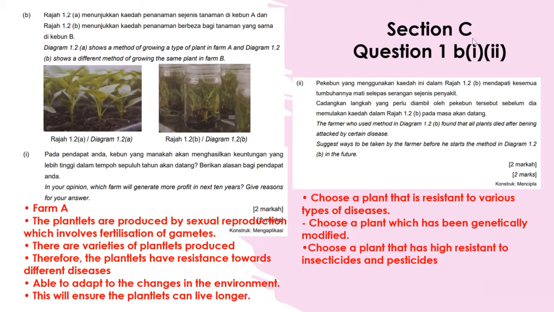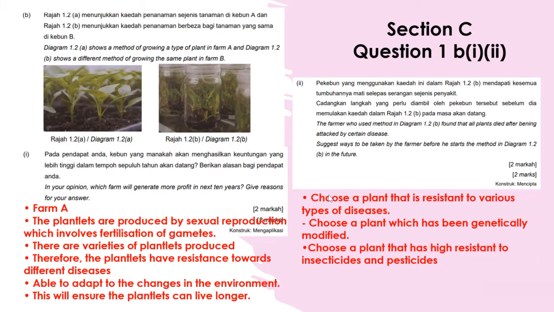Next, we go to section C. Question 1B1 and 2. The farmer who used the method in diagram 1.2b found that all plants died after being attacked by a certain disease. Then suggest ways to be taken by the farmer before he starts the method in diagram 1.2b in the future. So we have to suggest to the farmer who uses the tissue culture method. What is our suggestion?